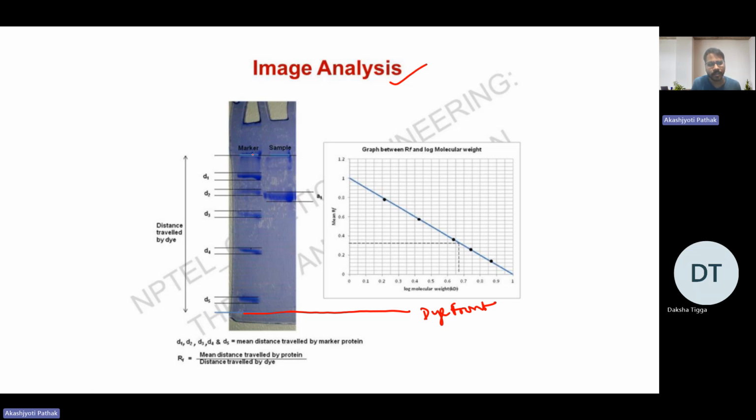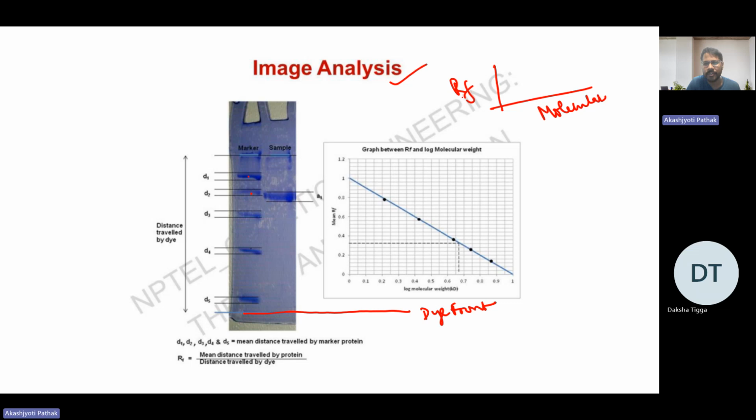Now each of these marker proteins will also have a band. So this band has a molecular weight D1. This band has molecular weight D2. This has molecular weight D3, D4, D5, and so on. Now you need to plot a standard. As I was mentioning, a standard for chromatography, here also you need to plot a standard. How will you plot a standard? On the y-axis, you have the relative RF. RF is the relative mobility of the protein with respect to the dye front. And this is the molecular weight.